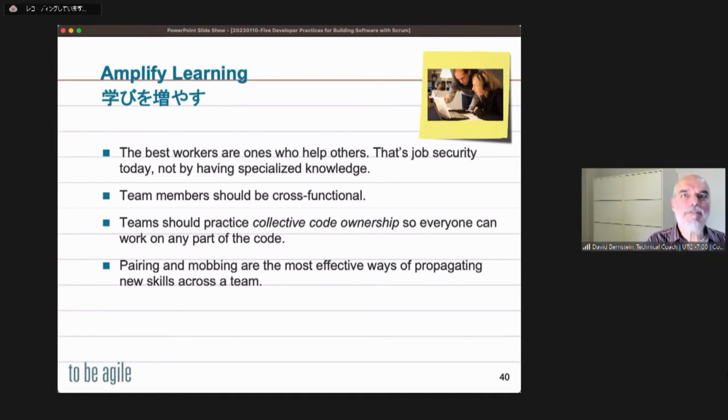And so instead of having these silos of knowledge in Agile, we want teams to be cross-functional. We want teams to be able to have knowledge across the system so that anyone can work on any piece of the code. We call this collective code ownership. And it allows people to understand more of the code. And one of the ways to propagate this skill is through pairing and mobbing. Another way is to write good unit tests to support them.